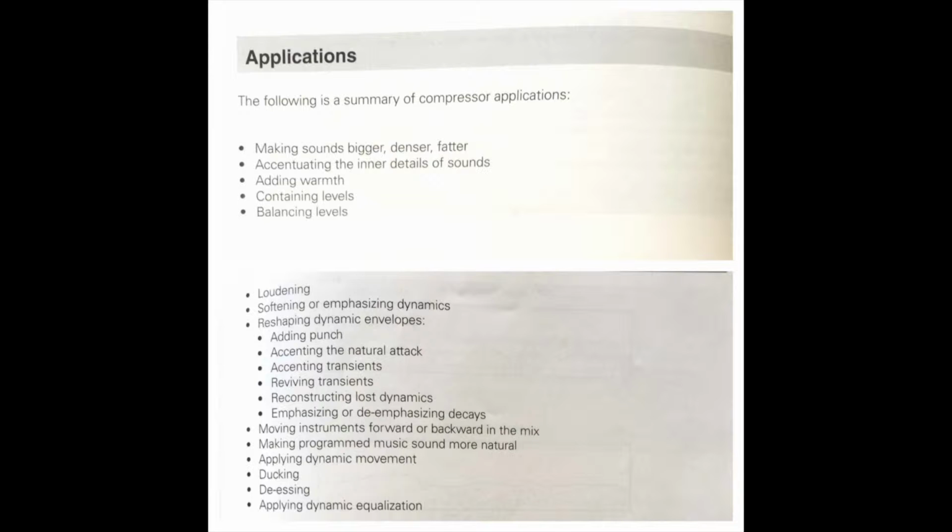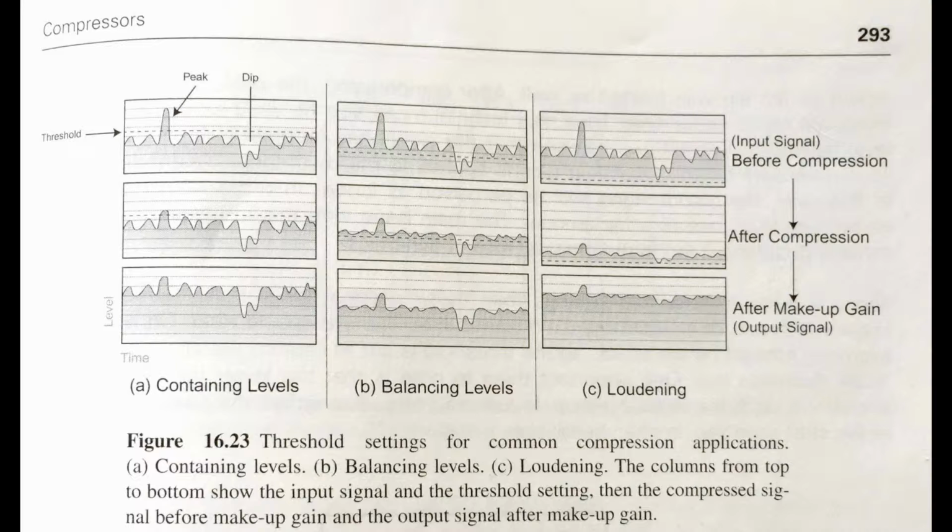And you'll want to identify what you want to do with that compression for each instrument, such as loudening. Do you want to maybe balance the levels so that they sit better with other instruments? Do you want to contain peaks if there are certain peaks that don't sound good or sit well with other instruments? So here's a great visual example of some of those applications and how the levels can be adjusted after compression and then after applying makeup gain.